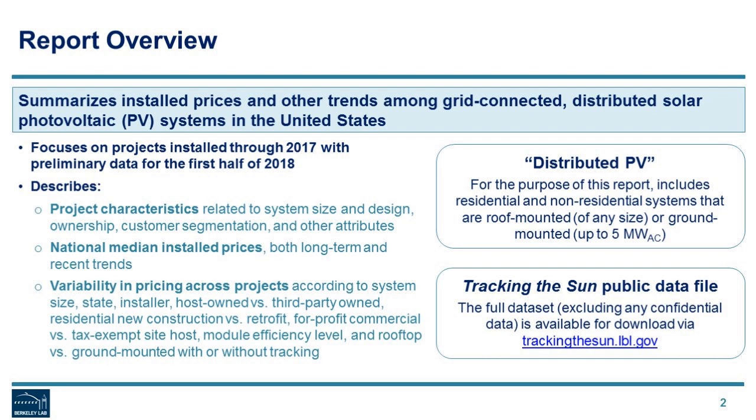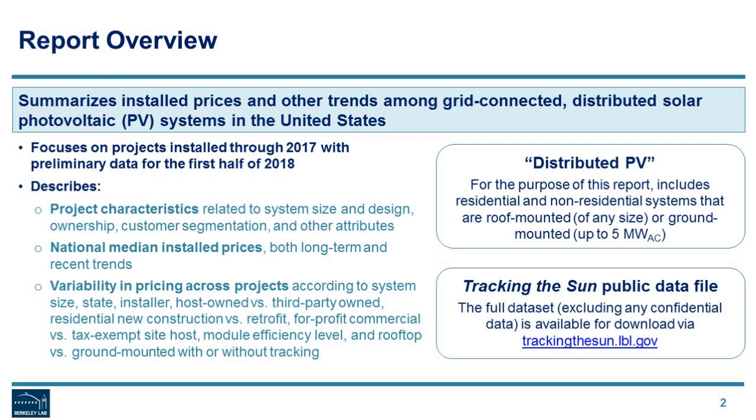So, Tracking the Sun, as many of you may know if you've seen previous versions of the report, is focused on installed price trends for distributed PV. And it's really the counterpart to our other annual solar report, which focuses on utility scale projects. By distributed PV, here we're including both residential systems as well as non-residential systems that are either roof-mounted or ground-mounted up to 5 megawatts in size. Anything bigger than that is utility scale and is covered in our other report.